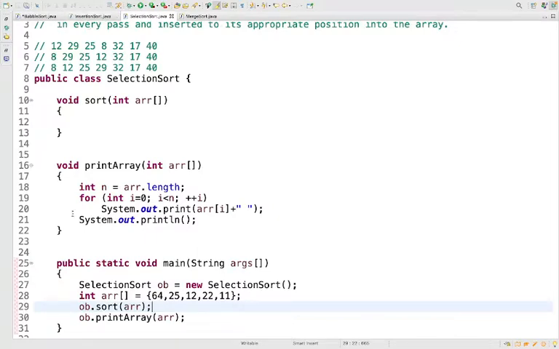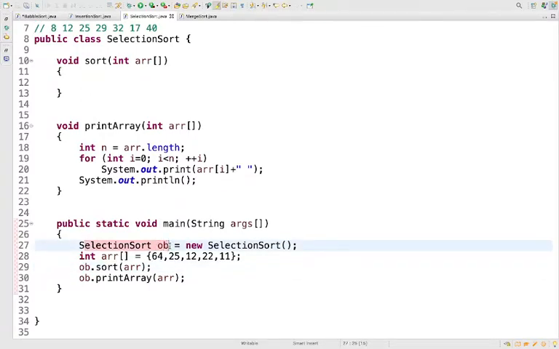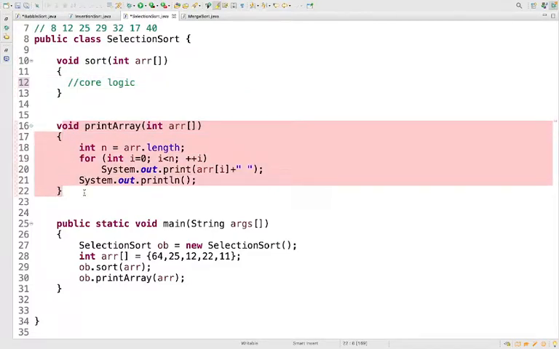We will start with the main function, where we are going to create an object, and we will have a predefined unsorted array with it, and we will pass this array as one of the inputs to the function, in this case sort. This sort function will be the core logic here. We're going to discuss and write the core logic, and then in the void print array we'll print the sorted array. So that's the template that we are going to use in all the settings.